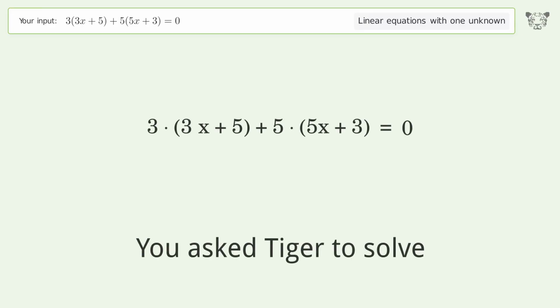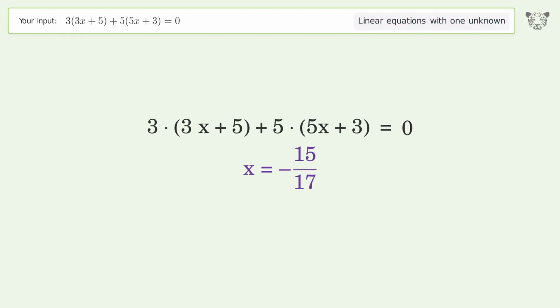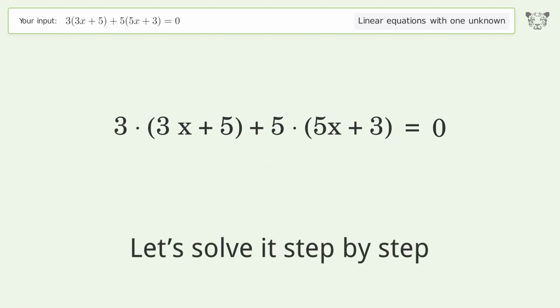You ask Tiger to solve. This deals with linear equations with one unknown. The final result is x equals -15/17. Let's solve it step by step.